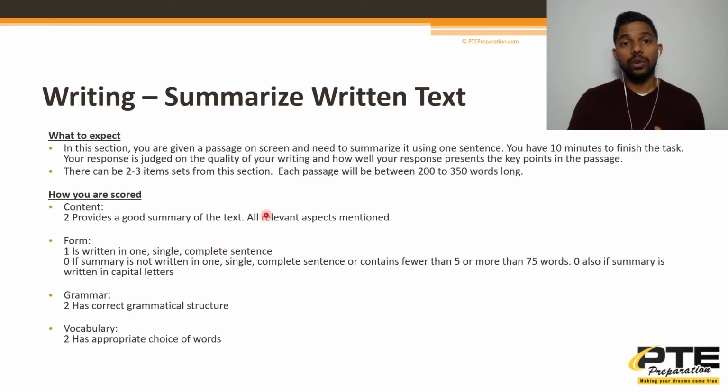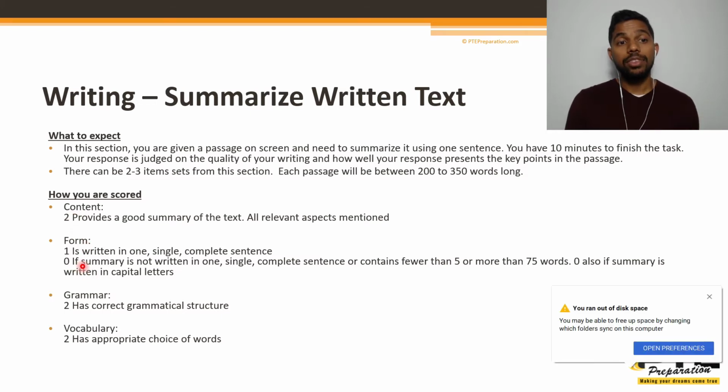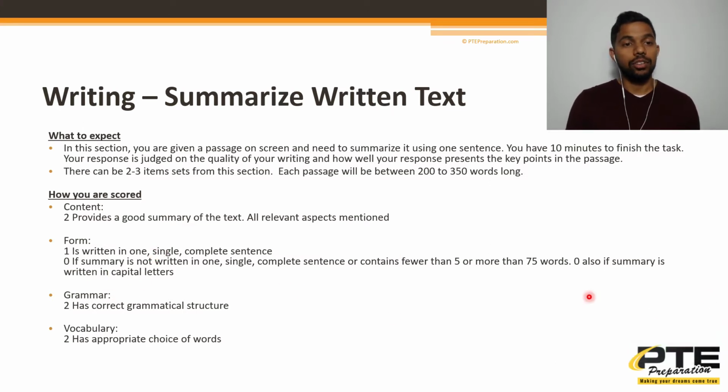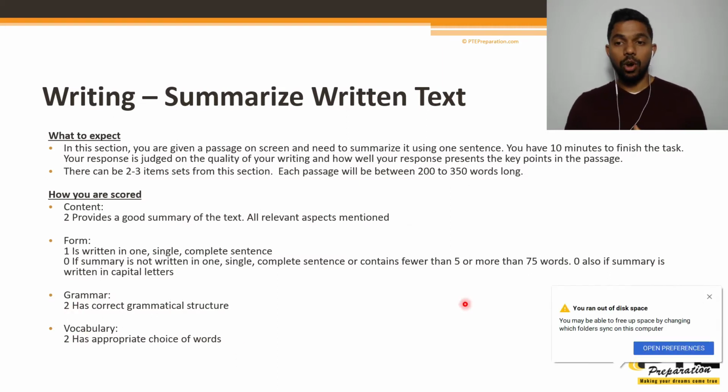So in this section, you're given a passage on screen and you need to summarize it into one sentence. You get 10 minutes for each task. So you can get around 2 to 3 questions for this particular question type. And you are scored on content, form, grammar, vocabulary. So on content, you're scored on a scale of 0 to 2. On form, you're scored on a scale of 0 to 1, which is writing one sentence. And on grammar, you're scored on a scale of 0 to 2, and vocabulary you're scored on a scale of 0 to 2. Alright, let's move forward.